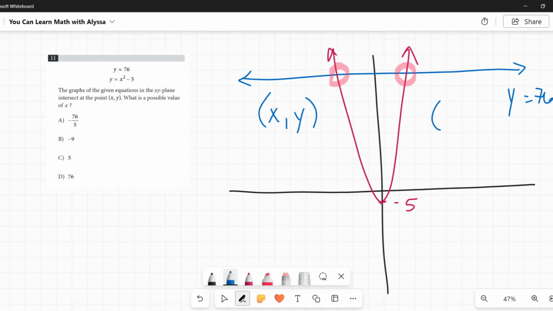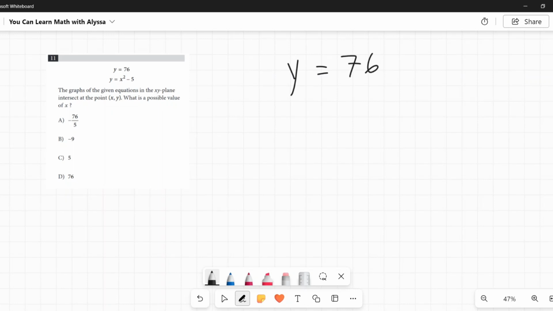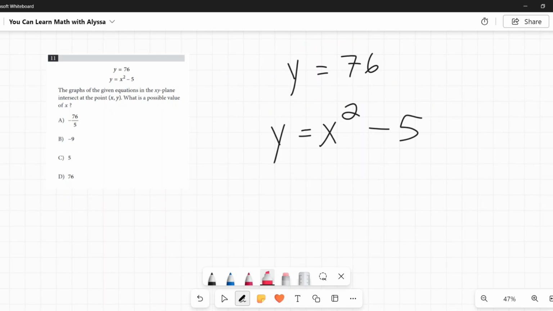If you're going to do it mathematically, you probably won't have to use your calculator at all. So it says if y is equal to 76 and y is equal to x squared minus 5, you want the places where they're both true, where you could pick an x and a y, plug them in here, and they're both going to be true. So if y is 76 in this one, it needs to be 76 in that one too. So that's how you're going to solve it.